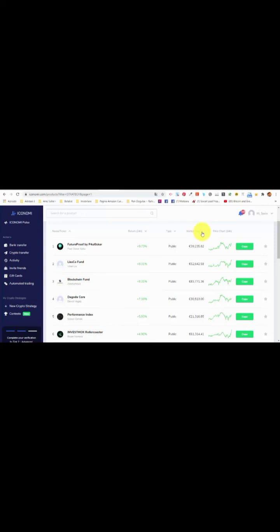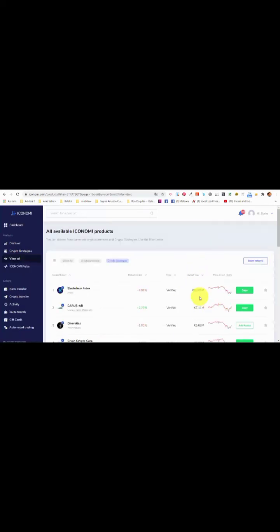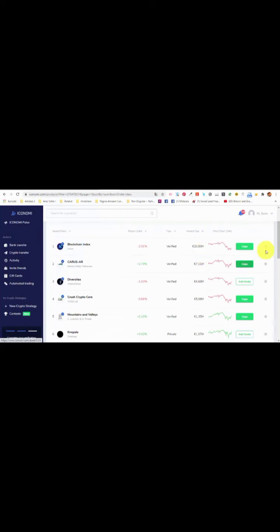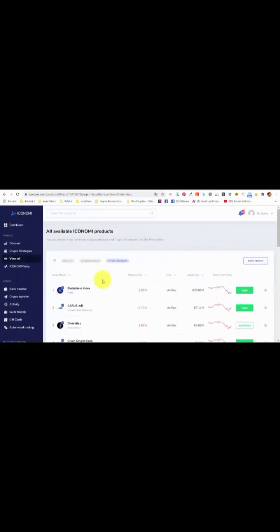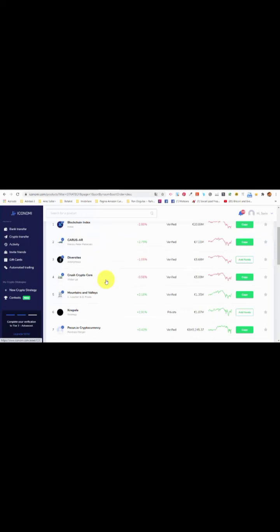Now what we are looking at is the market cap. If the market cap is high, in our opinion, we have a big chance that the strategy is better for the long term. Another thing that we are looking for is the small check mark to see if it's verified.